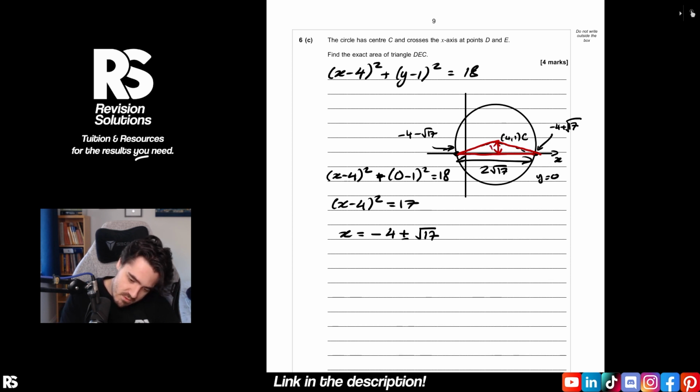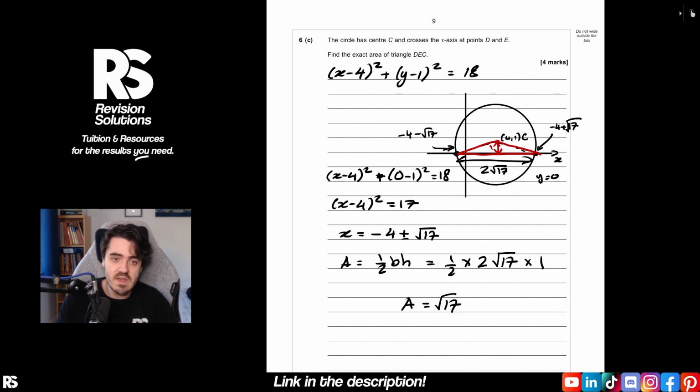So to work out the area of our triangle, it's just going to be a half the base times the height. So that's a half times 2 root 17 times the height of 1. So times 1 does nothing. A half of 2 root 17 is just going to be root 17. So the area is root 17. And it's important we leave it in that form because they asked for the exact area. So we can't leave it as a decimal. It needs to be an exact number, so either a fraction or a surd. So yeah, the answer is root 17.